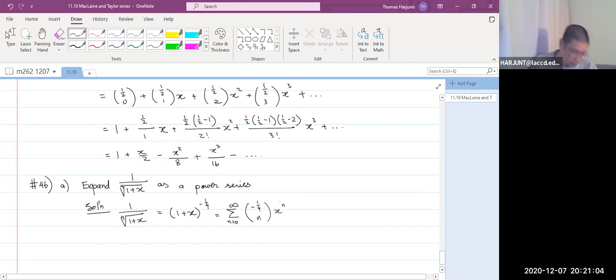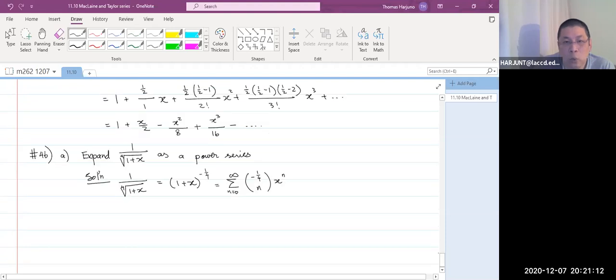We may not get a nice pattern, but you also realize that we just need the first couple of terms. Actually, I'm done with this. I'm done with part A. Part B.